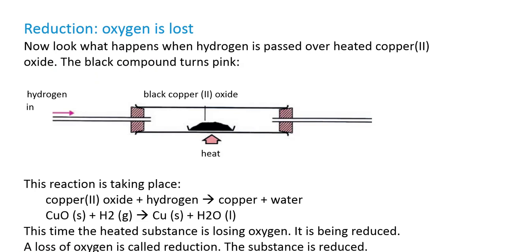Look at this example. When hydrogen is passed over heated copper oxide, the black compound turns pink. Here, copper oxide reacts with hydrogen to produce copper and water. This time, the heated substance is losing oxygen. Which is that compound? Copper oxide. So, copper oxide losing oxygen, it is being reduced. A loss of oxygen is called reduction. The substance is reduced.